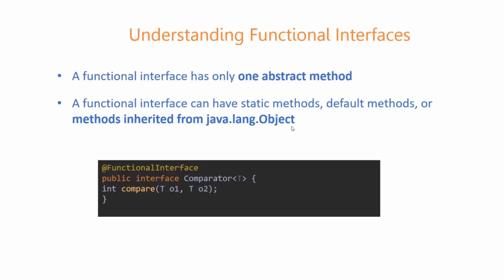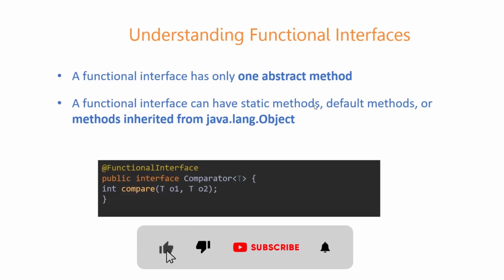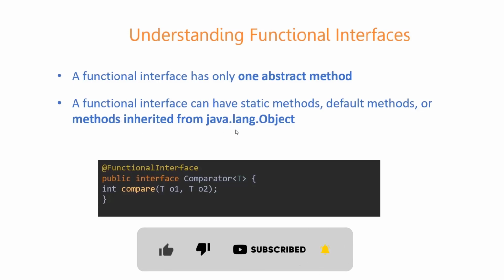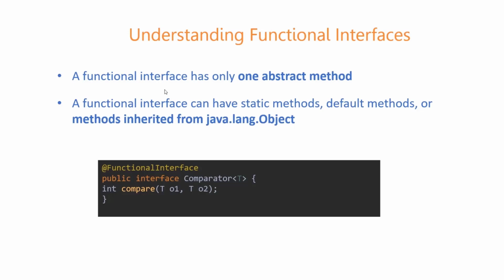So that is where this point is very important, that a functional interface can have static methods, default methods, or methods inherited from the java.lang.Object. So the only criteria for any interface to be a functional interface is that it should have only one abstract method, and apart from this one abstract method, it can have static methods, default methods, or methods inherited from the java.lang.Object. That's the only criteria, and if it satisfies this criteria, it is a functional interface.